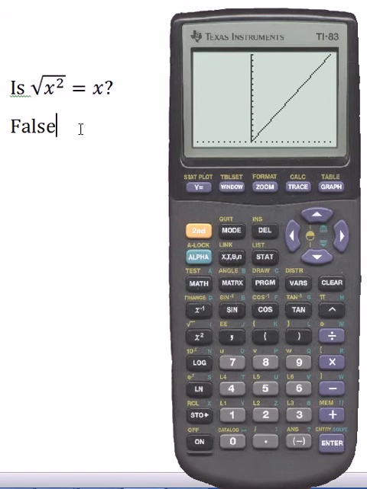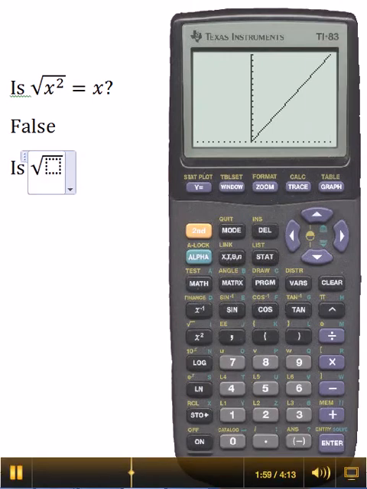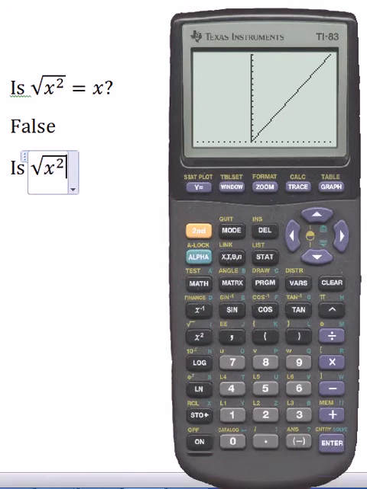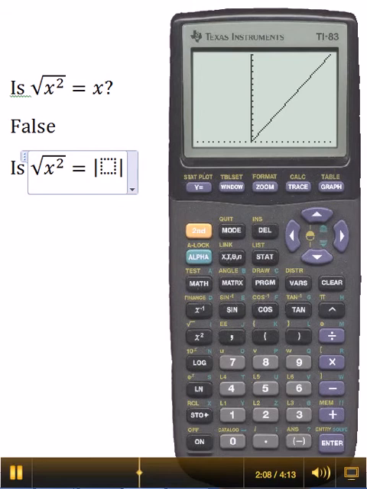Okay, now let's go ahead and check out something else. We'll just type it over again. Is the square root of x squared equal to the absolute value of x?